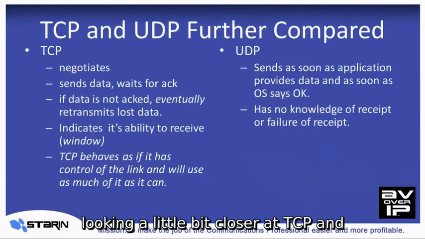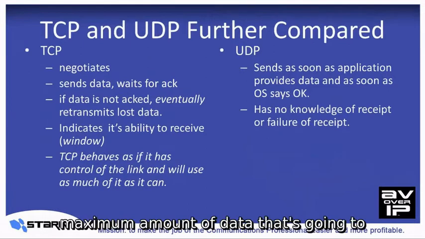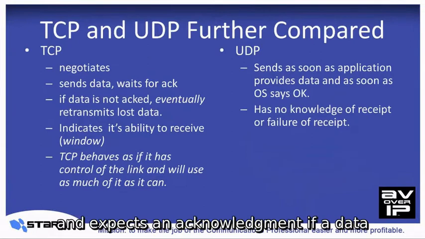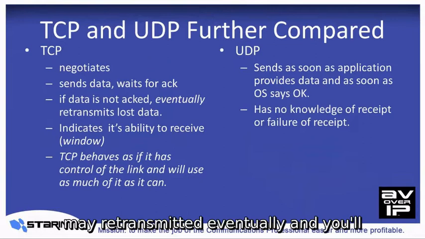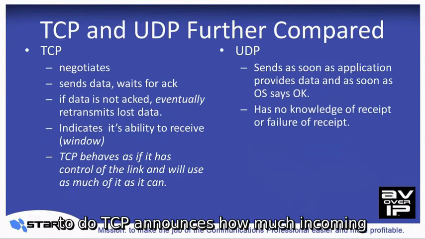Looking a little bit closer at TCP and UDP, TCP negotiates. It negotiates the maximum amount of data that's going to be sent in each packet. TCP sends data and expects an acknowledgement. If a data packet is lost, it will retransmit, but it may retransmit it eventually, and you'll see that in a demonstration we're going to do.